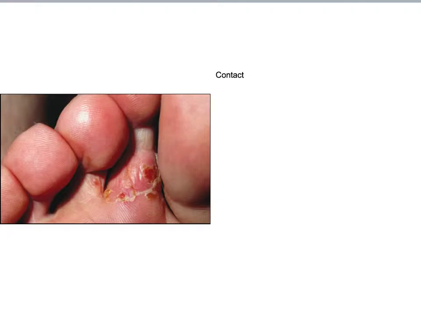Now, athlete's foot is caused not by a bacteria but by a fungus. Now, this fungus is called trichophyton. This infection is spread via contact. So, for example, if a person who is suffering from this infection walks through a swimming pool, if someone else walks over the floor where they have walked, they could pick up that infection through the skin.